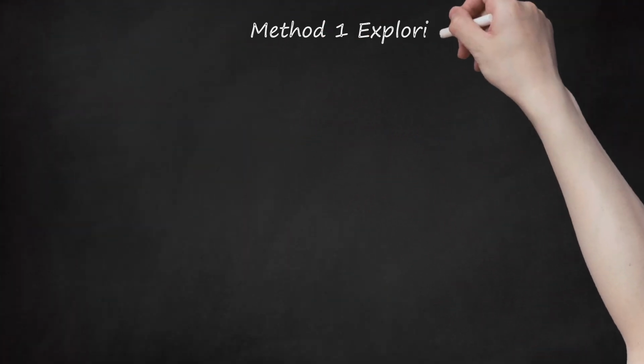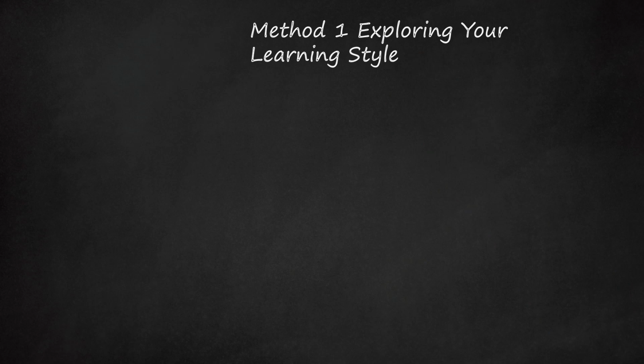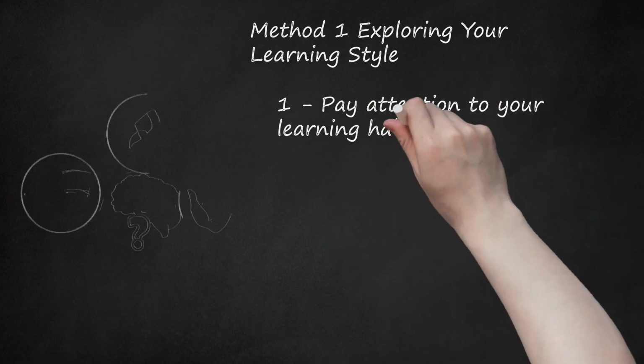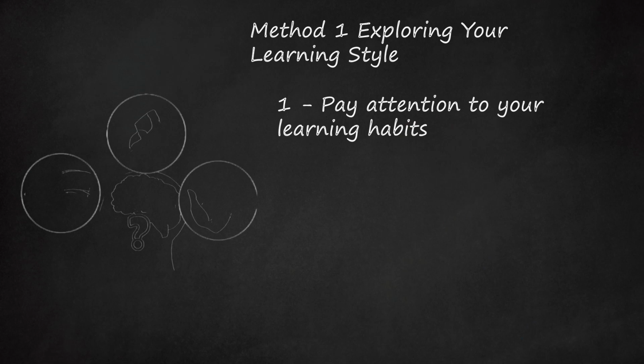Method 1. Exploring your learning style. 1. Pay attention to your learning habits. When spelling, do you try to see the word, sound it out, or write it down to find out if it feels right? When you are at school or work, do you like descriptive scenes? Do you prefer verbal instructions, or do you prefer to jump right in and try? Try to take note of these things.